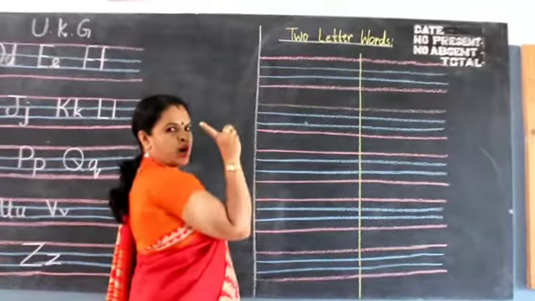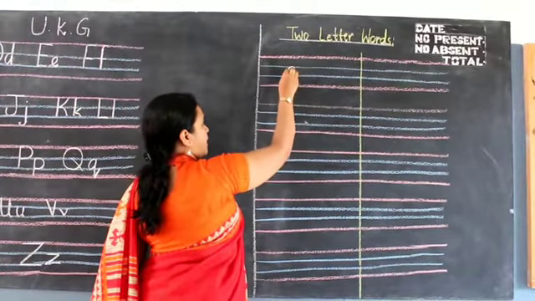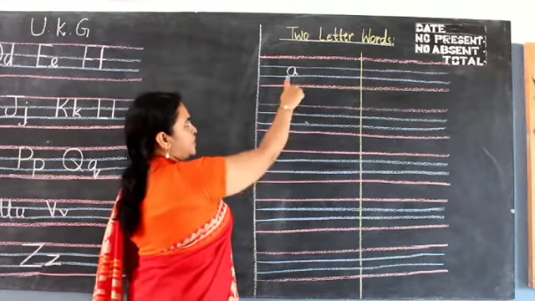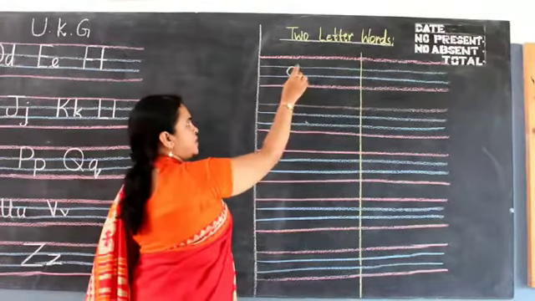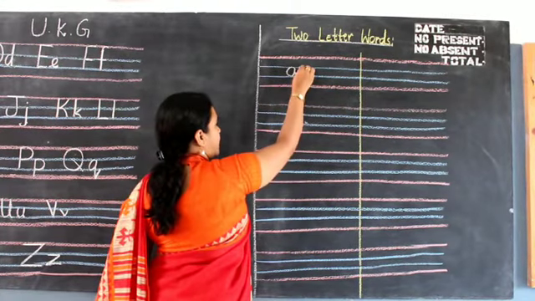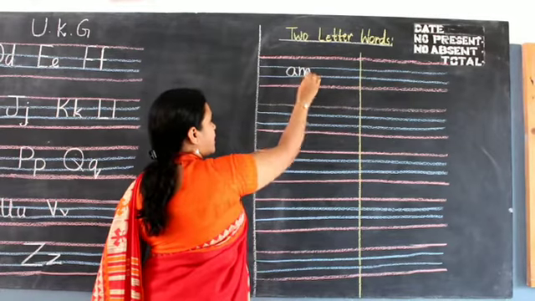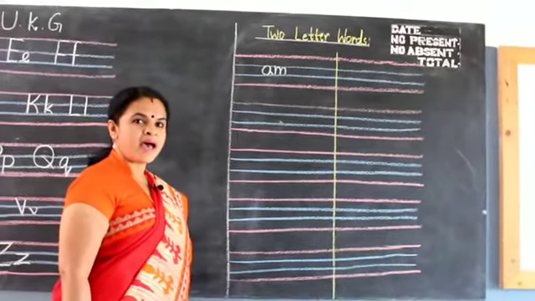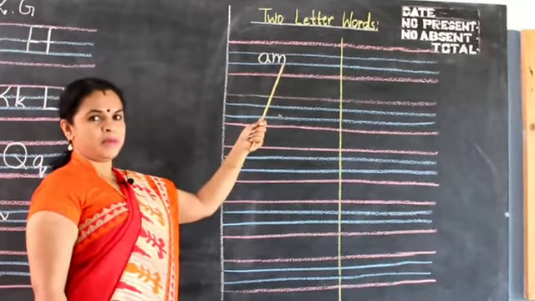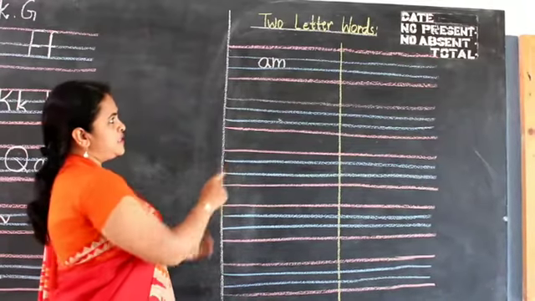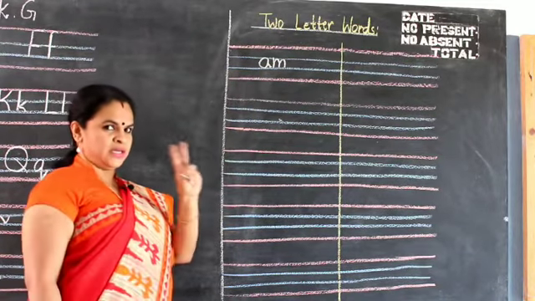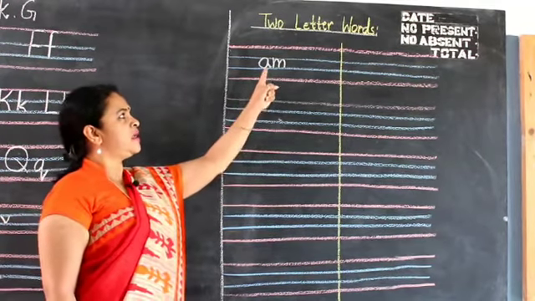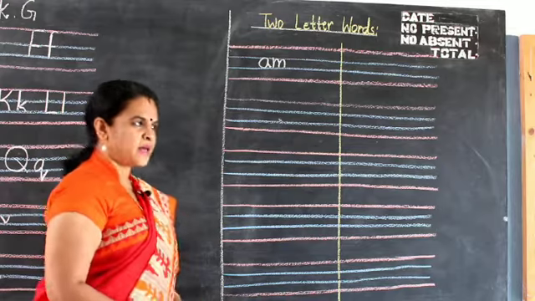This is one letter I'm writing. A. This is one letter. With this one letter, I'm going to write one more letter. M. A, M, am. You can see now here we have two letters, but it is one word now. We are saying it. A, M, am.